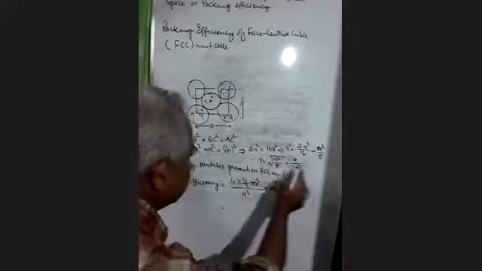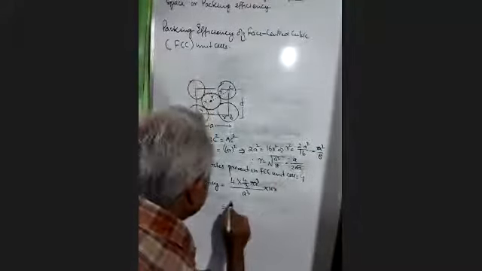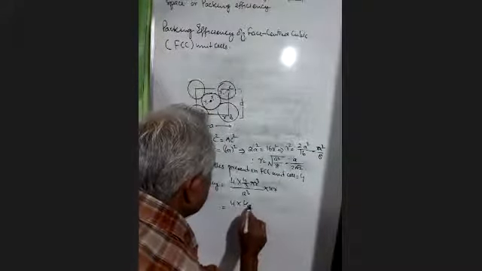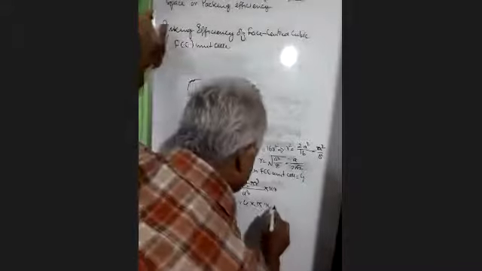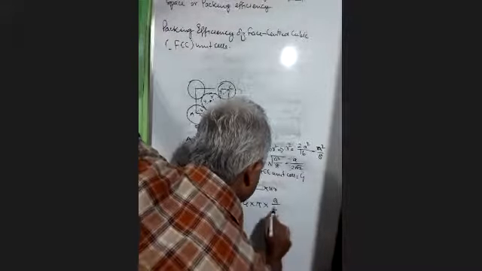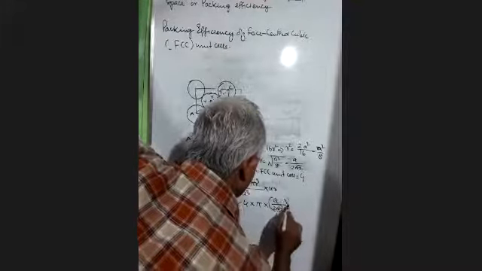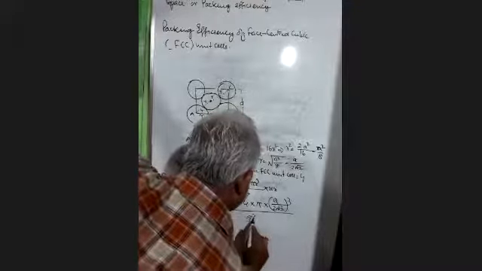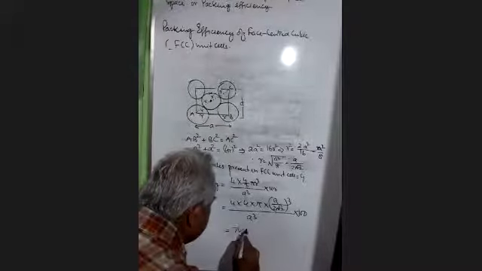So again, you can write here. I'll substitute this value. So it will be 4 into 4 by 3 into pi into, R is equal to what? R is equal to a by 2 root 2, whole cube, divided by a cube into 100. This comes to 74.01%.